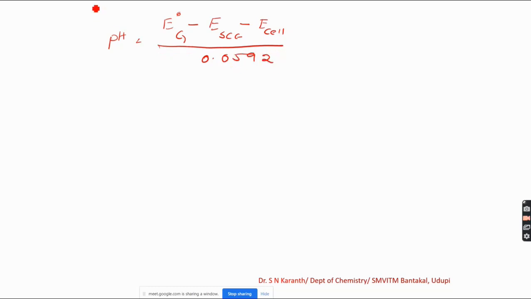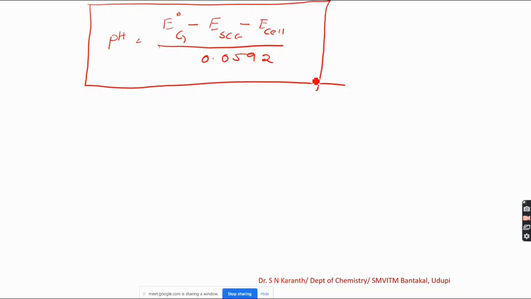pH equals E naught G minus E standard calomel electrode minus E cell, divided by 0.0592. So the pH of any solution can be determined potentiometrically, not by a direct pH meter. By potentiometer we can find the pH of a solution.